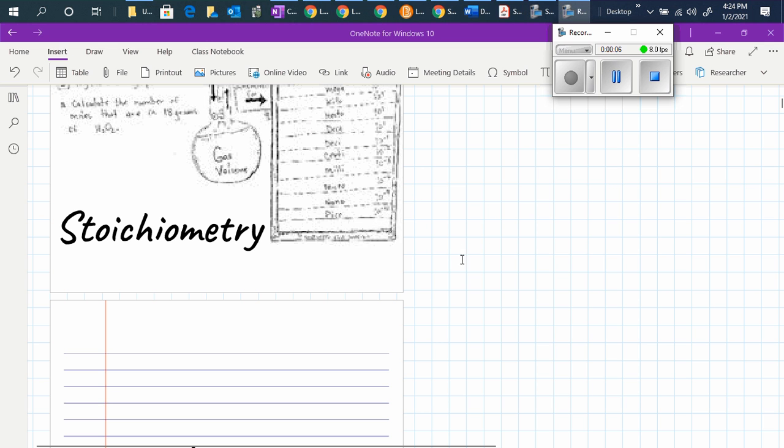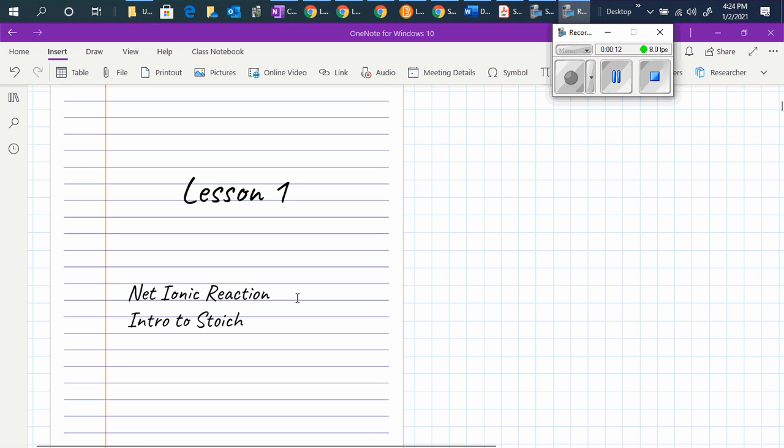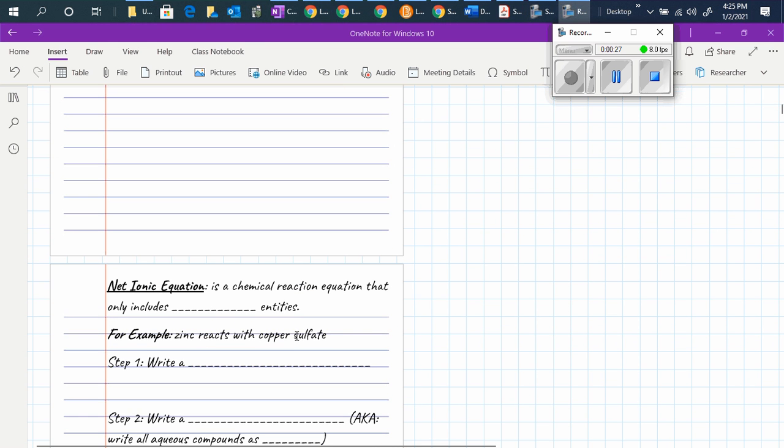Okay, so now we'll start with stoichiometry, which is the last unit of Chemistry 20. The first lesson of this unit is dealing with net ionic reaction, and we will do a short intro to stoichiometry, which in other words is calculation. So the word stoichiometry means calculation. So we'll start with the net ionic reaction.